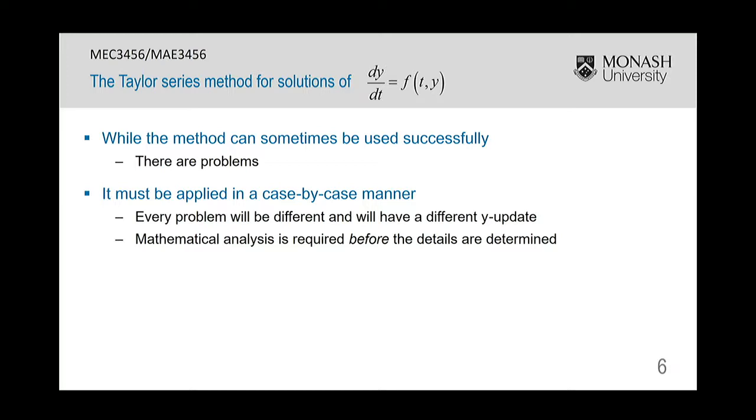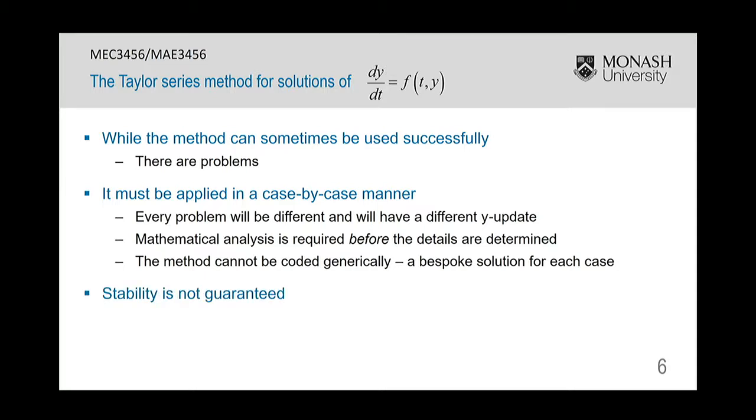Ideally, you would like to develop a method that can handle any right-hand side at all. Consequently, the method cannot be coded generically, and every time you change the ODE, you need to create a bespoke solution. Another thing you need to worry about is that with this method, stability is not guaranteed, and of course, you have to assess this for each new application. So although the Taylor series method is an interesting idea, in practice one needs to be careful using it.